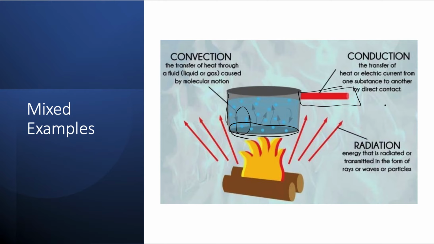Radiation is also occurring because the energy is being radiated or transmitted in the form of rays or waves or particles. So because of this flame, radiation is being transferred by particles over here, and rays. You see sun rays coming, then you feel hot. The same with this flame, you feel hot because of the rays and particles which are being released.